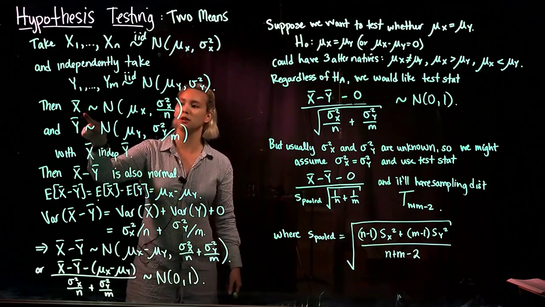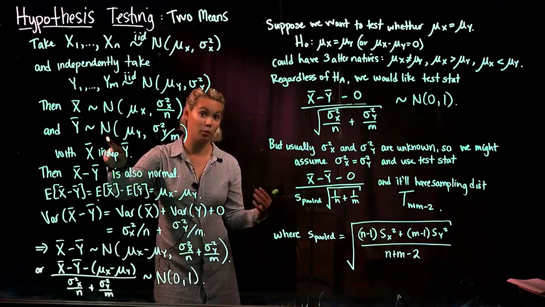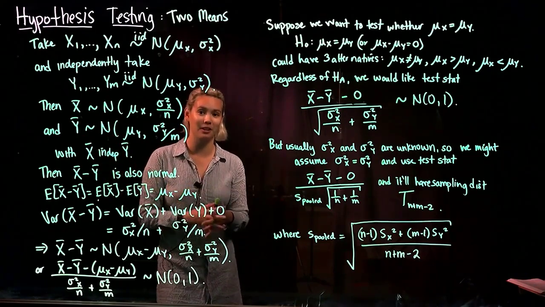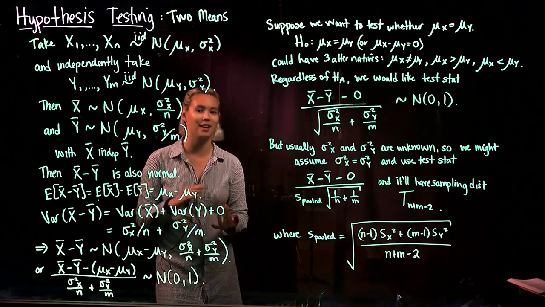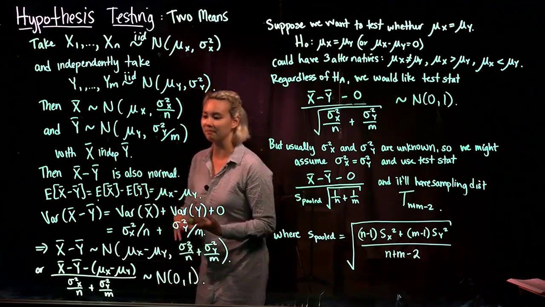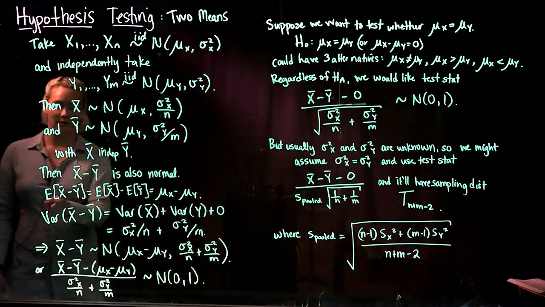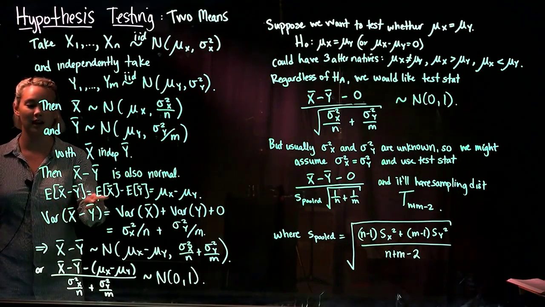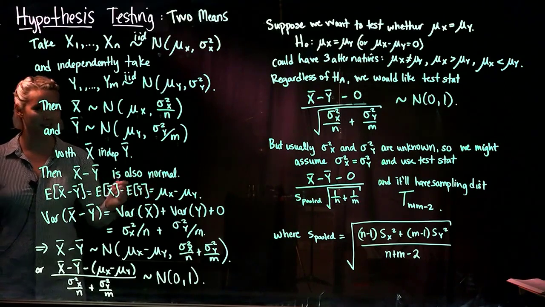x bar is normal, y bar is normal. If we have a normal plus a normal, we end up with a normal. So x bar minus y bar is going to be normally distributed. Now we just need to figure out the mean of x bar minus y bar and the variance of x bar minus y bar. Let's do the mean first. Using the linearity of expectation, the expectation of x bar minus y bar is the expectation of x bar minus the expectation of y bar. So this is just mu x minus mu y.